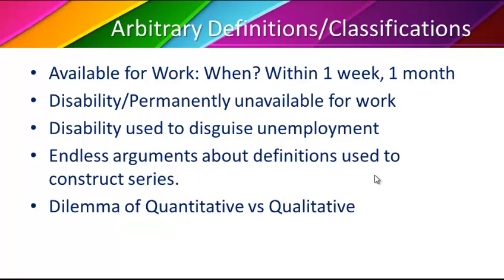When are you available for work? That matters. If you're available for work within 1 month, then he is counted as being available. If he's not available for work within 1 month, then he's counted as being not available. So these are sort of arbitrary. We decide whether it's 1 week or 1 month or 3 months. And then there's disability. Somebody is handicapped for some reason, so he could be classified as being permanently unavailable for work.